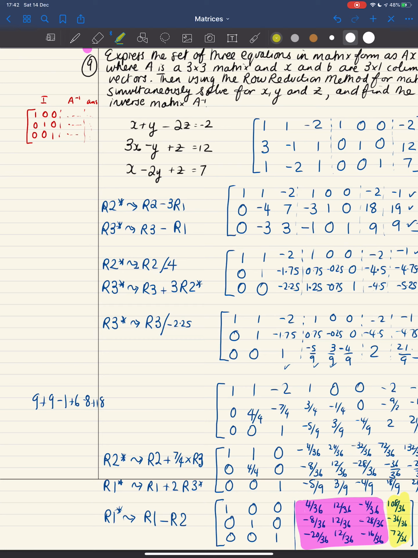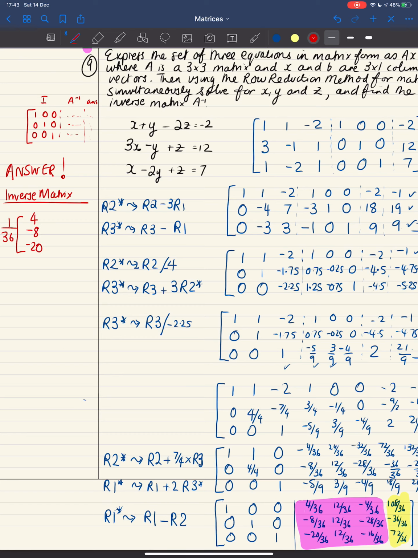So I'm going to put this in the margin. I'll do it in a different colour. I'll do it in a nice bright colour so you can see it. I'll do it in red. Right. So the answer after all this. Right, so the inverse matrix, now the reason you'll see now I turned them all into 36 at the end, your calculator would have done this for you anyway. It's going to be 1 over 36, 4 minus 8 minus 20, 12, 12, 12, minus 4, minus 28, minus 16.